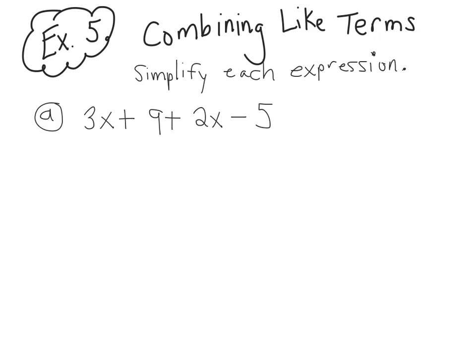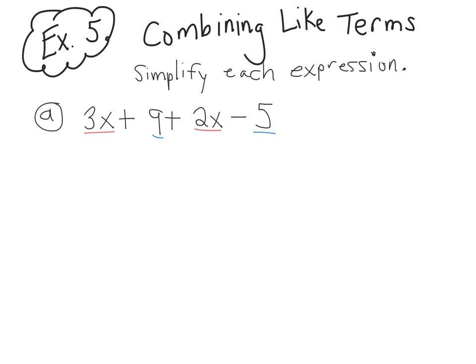So for letter A, we've got 3x plus 9 plus 2x minus 5. And right off the bat, we can start noticing where we have like terms. So we've got a couple of variables with coefficients, and they're both x's to the first power, or just x, because there's no actual exponent there. And they have coefficients, but they're still x's with no extra variable or no extra exponents. So they're things that we can combine. And then we have a couple of constants here, which we could bring together.